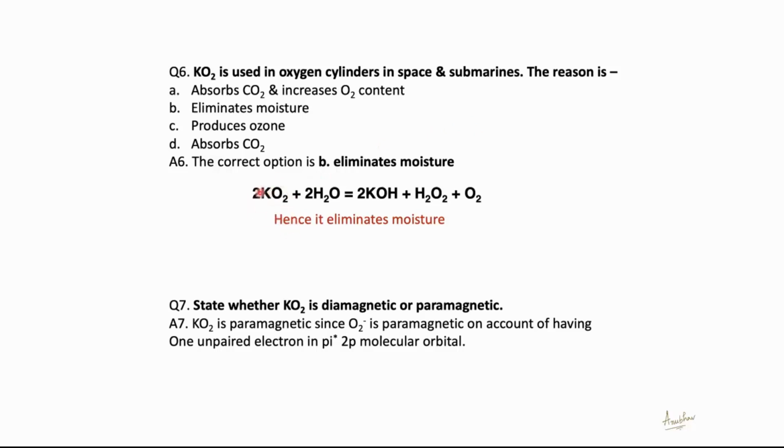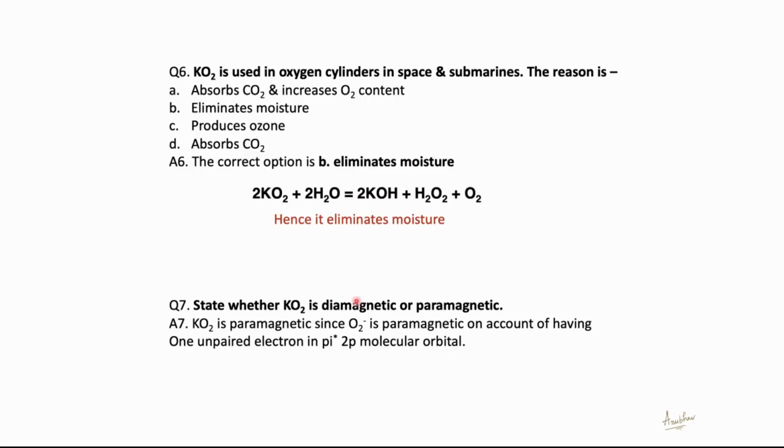You see here potassium superoxide reacts with moisture or water to produce this alkali, that is potassium hydroxide. And this water is actually oxidized here to produce hydrogen peroxide, and also O2 is liberated. So the correct option is it actually consumes the moisture, so it eliminates moisture and increases the oxygen content.